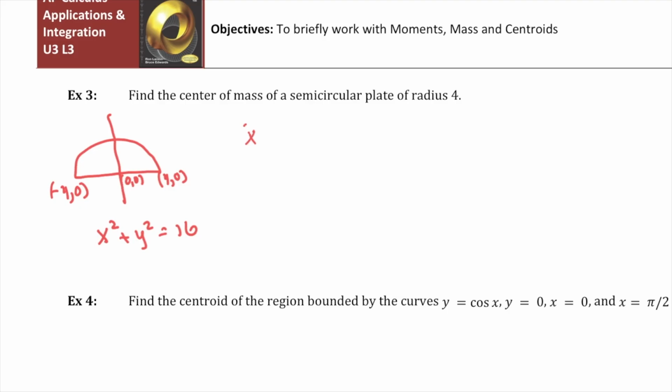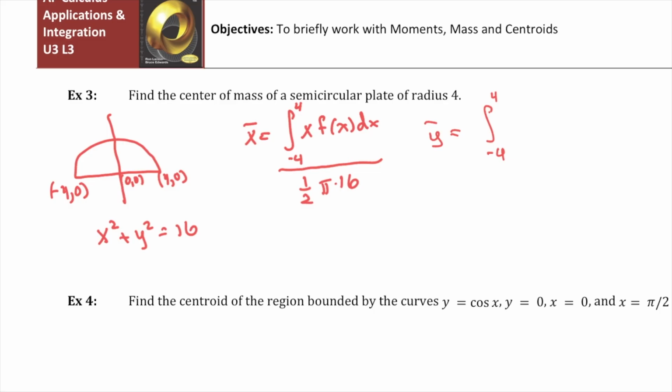First, we'd like to find x bar. So x bar is going to be equal to the integral for the moment about y, which will be x times f of x dx, going from -4 to 4, and that will be divided by the mass, which is your area. The area of a semicircle is 1/2 pi r squared, so we will have 8 pi in here. Now, y bar is going to be equal to the integral from -4 to 4 of f of x squared dx, and we will divide it again by 8 pi.